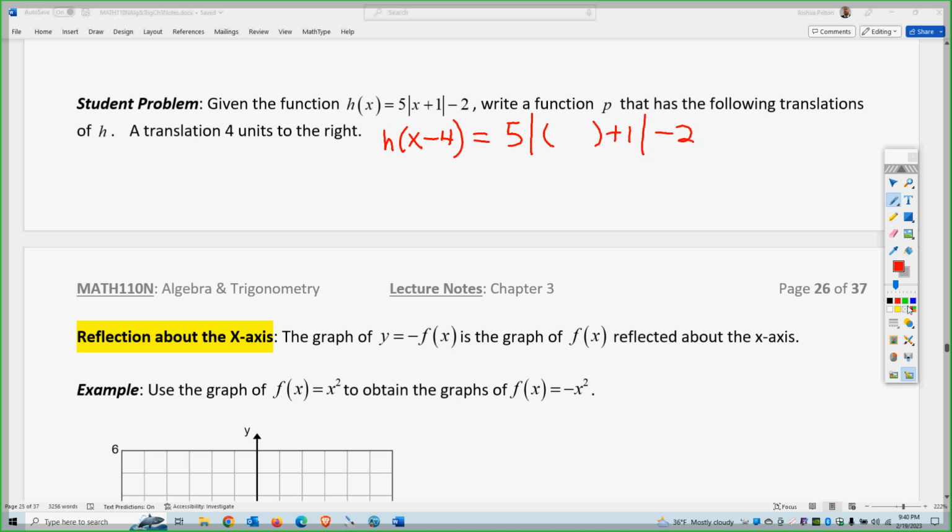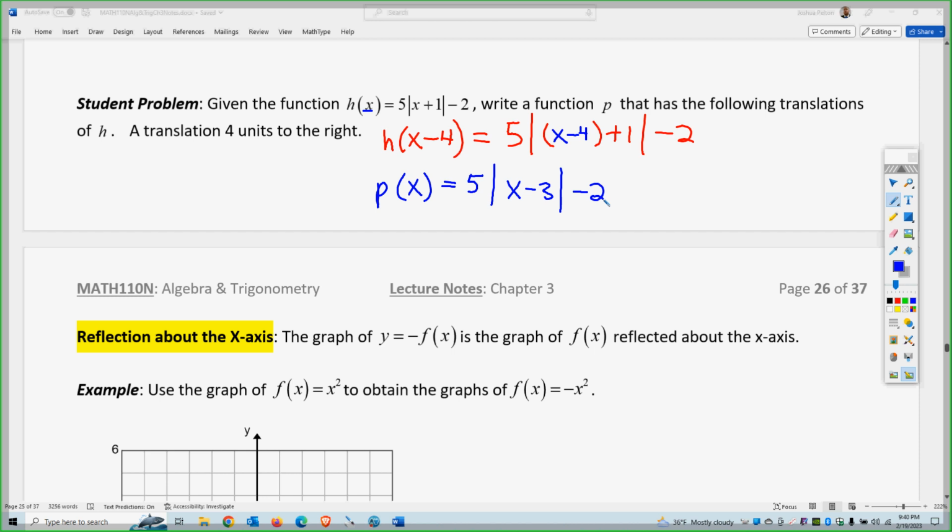I'm going to change the color right away so you can see it visually. So I'm replacing x, right? Replacing this x with x minus 4. So my new function is going to be called p according to the problem. Just as long as you call it something different, that's all that really matters, because it's not the original function anymore, because we have done a transformation. So this will be the absolute value of x minus 3, minus 2. Okay? All right, so that's horizontal.